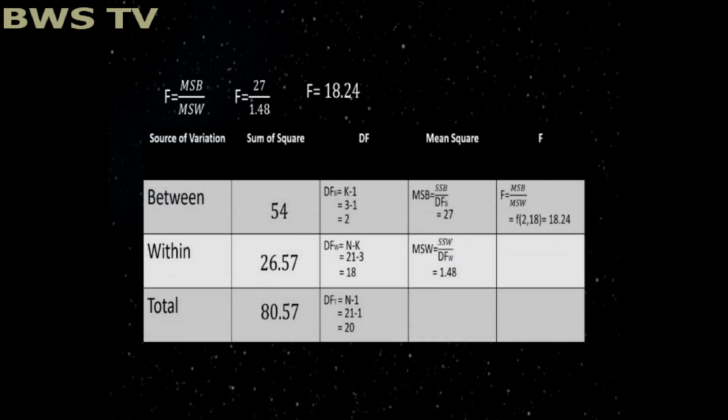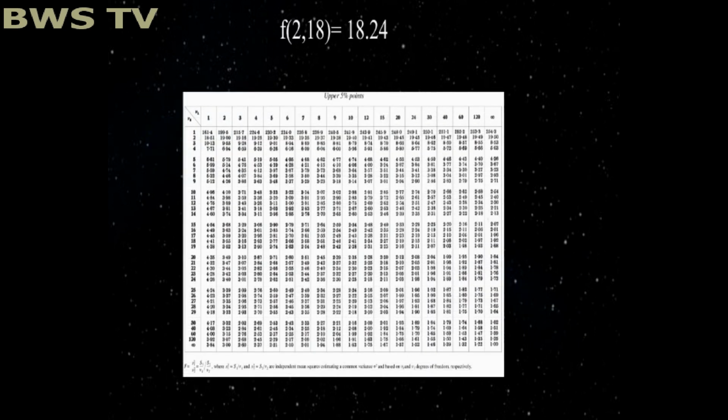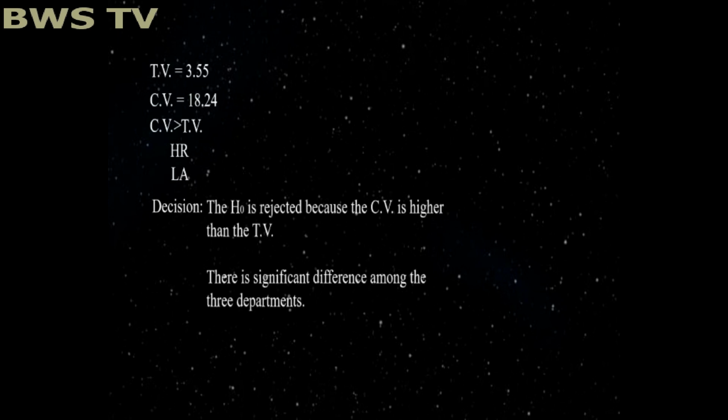And we have the column of 2 and the row of 18. Now let's look at our tabular value, at column 2 and row 18, and then you get the answer of 3.55. Now let's make our decision. We have the TV of 3.55, the CV of 18.24. Now let's compare both of them and apply the HRLA. Since CV is greater, we have the decision that the HO is rejected because CV is higher than the TV, and there is a significant difference among the three departments.